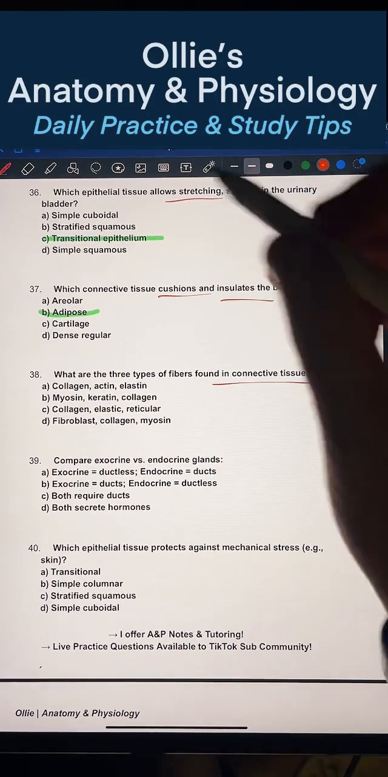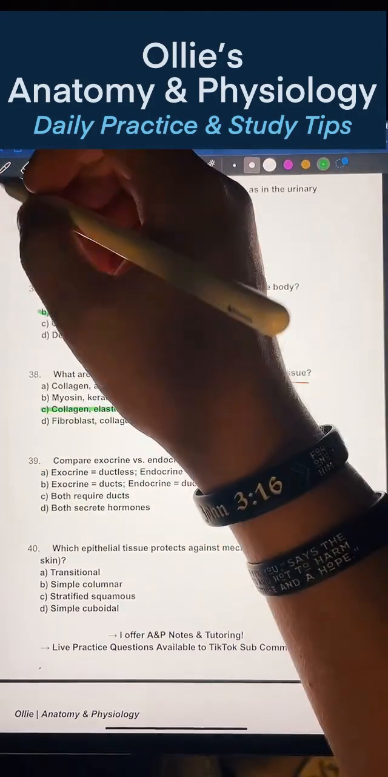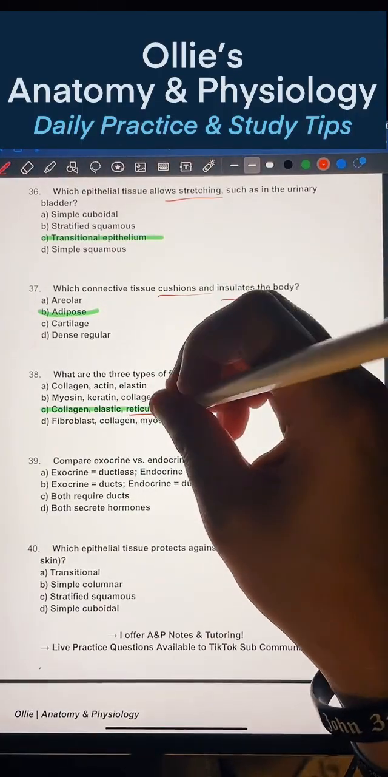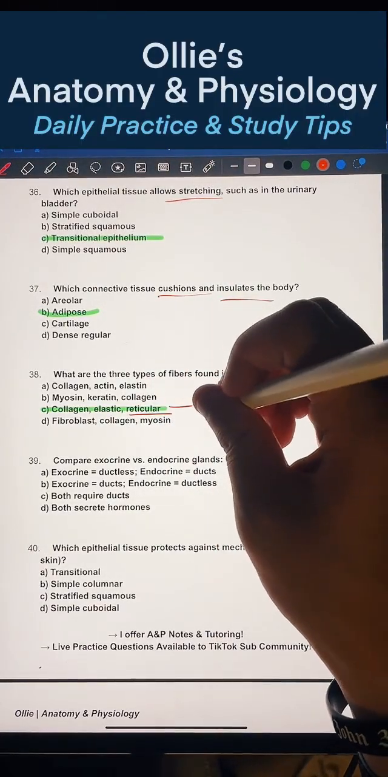Number 38, the answer is C. It is collagen, elastic tissue, or elastic fibers, and reticular. Reticular is that supportive mesh.